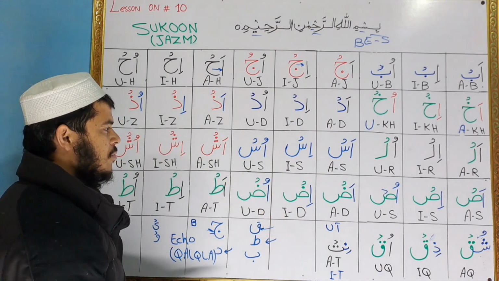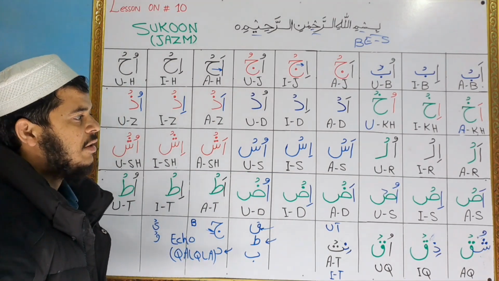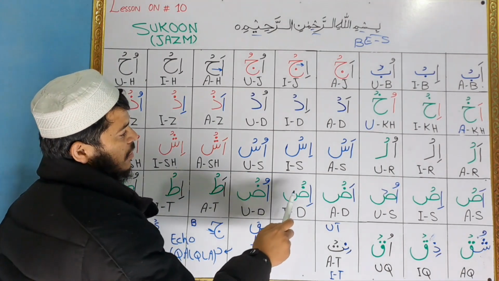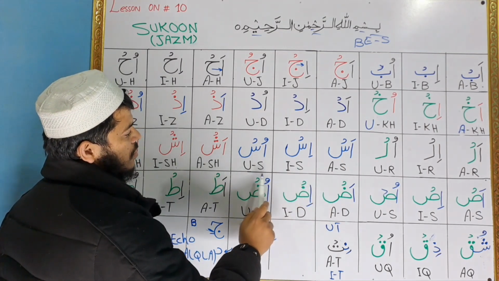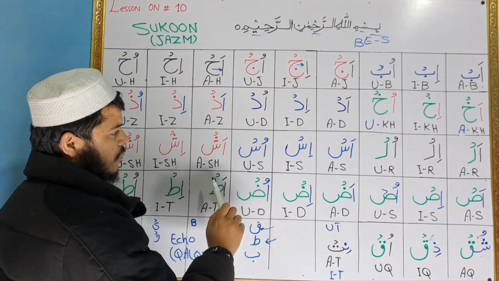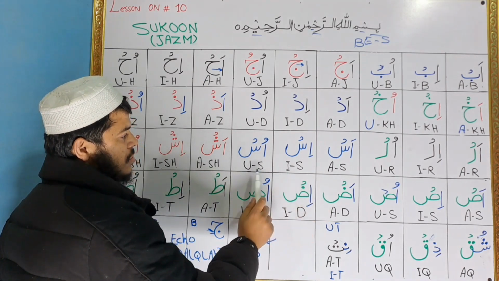Next, basically we are reading the sound of Arabic, not the English. If you think of it like English, it will sound like as, is and us, but we are considering the Arabic sounds: as, is, us.